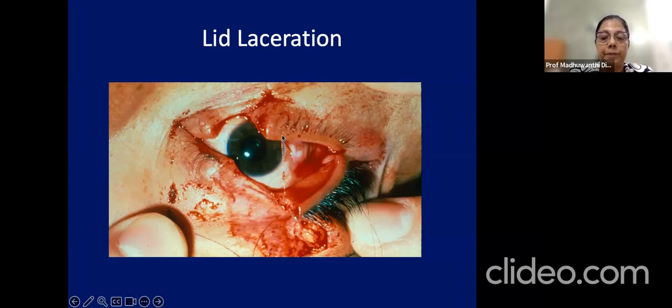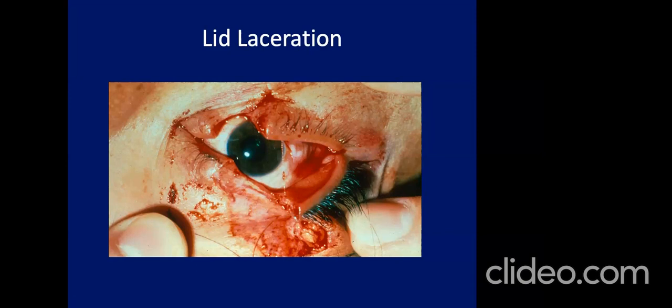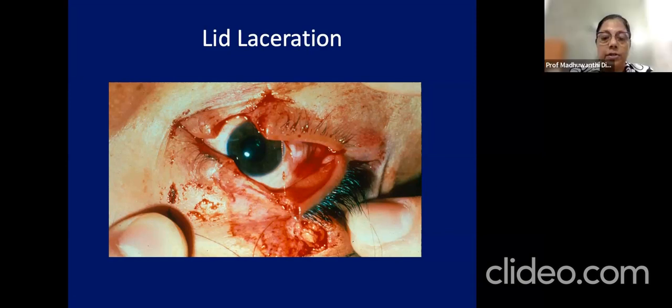What about the laceration of the lid itself? What do you notice here? Involving the lid margins. Very good, very good. So the lid margin involvement is very important to check. Why is that? If it is not approximated properly, it can lead to notching of the lid. And notching of the lid later, when the scar tissue formation occurs, it can cause the cornea to get exposed, and exposure keratopathy is a problem.